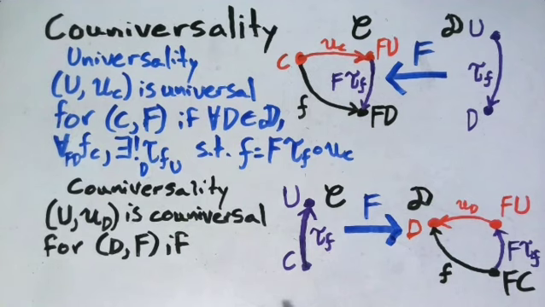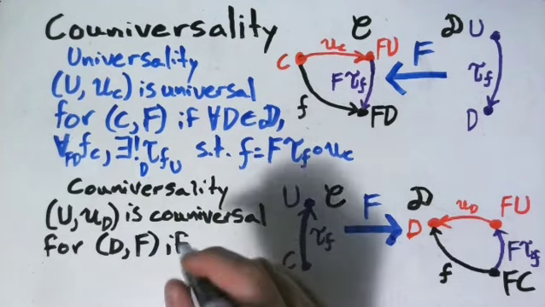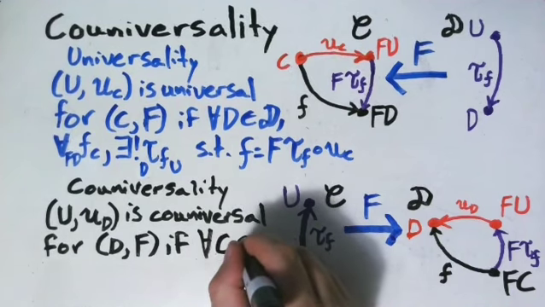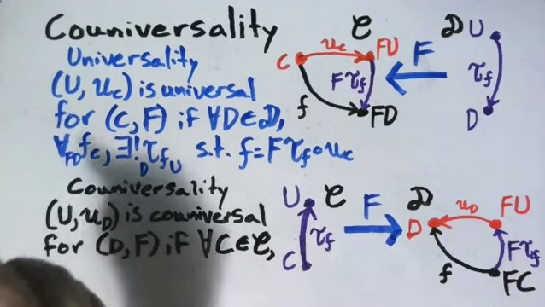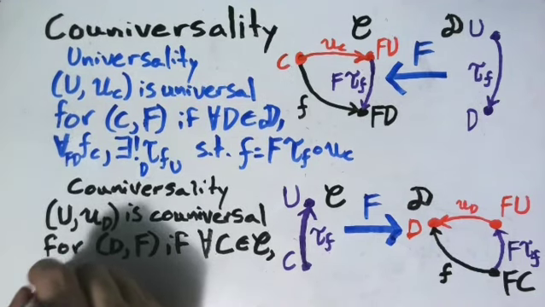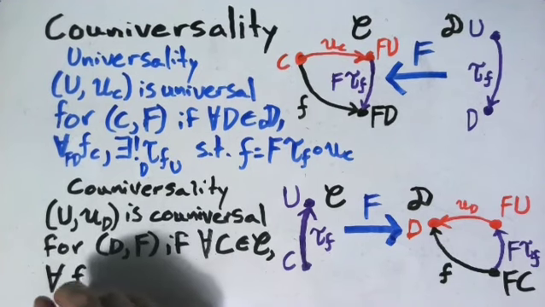So in this case, we said that UC was universal for CF. So in this case, we're going to say that UD is co-universal for D and F this time. While here we had for any arbitrary D in the category D, here we're going to say for any arbitrary C in the category C, and while this morphism F was going from C into F of D, this time we said that our arbitrary morphism F was going from F of C into D.